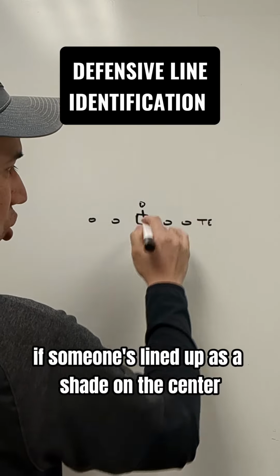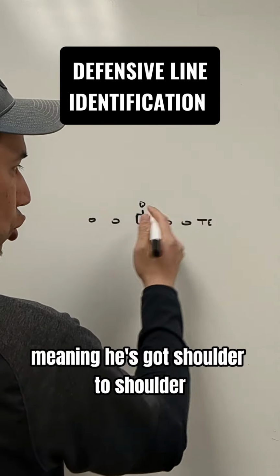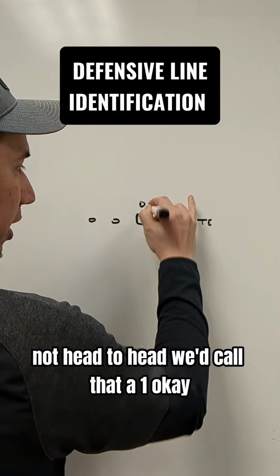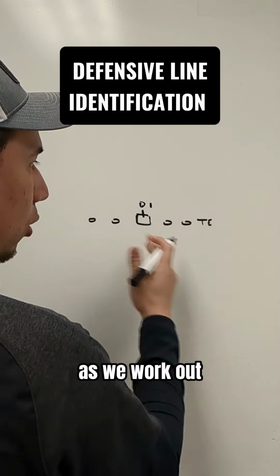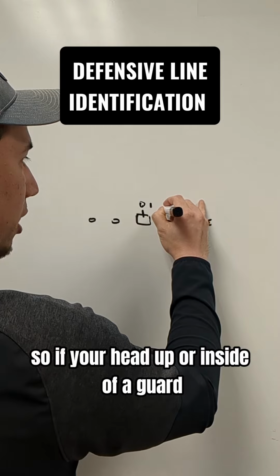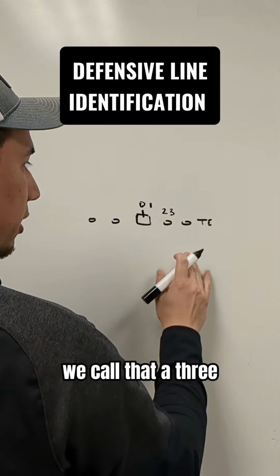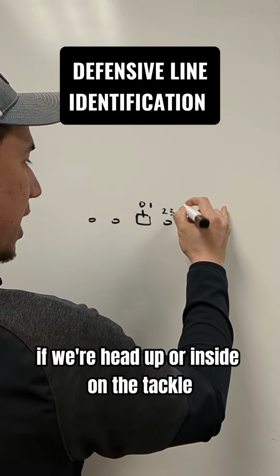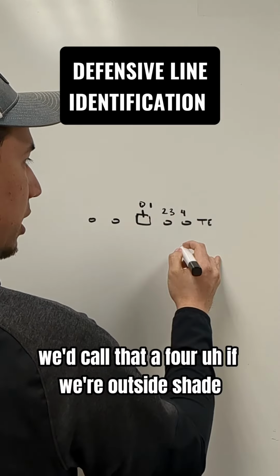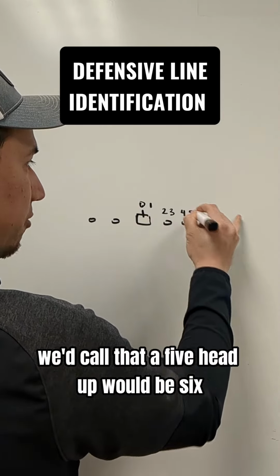If someone's lined up as a shade on the center, meaning he's got shoulder to shoulder, not head to head, we'd call that a one. Okay, as we work out, we're going to start going higher in the numbers. So if you're head up or inside of a guard, we'd call that a two. If you're an outside shade, we'd call that a three. If we're head up or inside on the tackle, we'd call that a four. If we're outside shade, we'd call that a five.